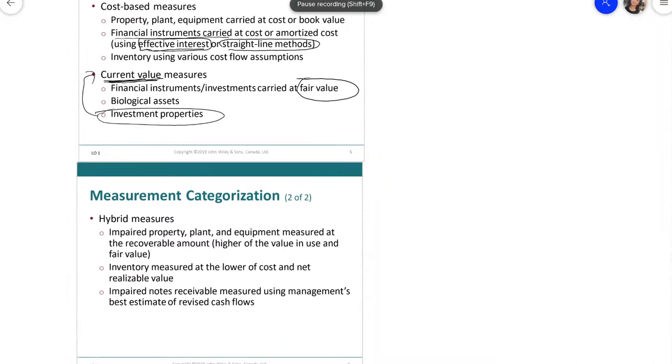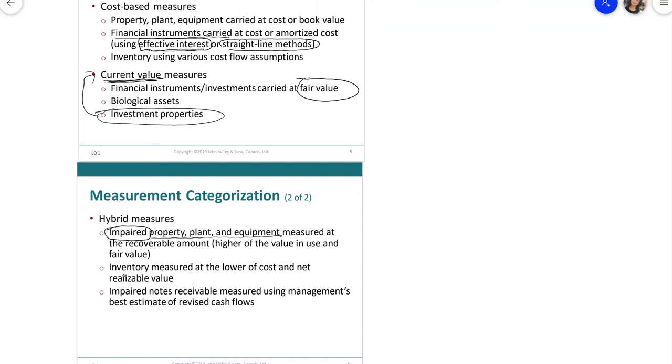Going further with the measurement categorization, hybrid measures. Now, when we have property, plant, and equipment, they are measured at the recoverable amount. So now they're impaired. At the end of the year when we're producing our financial statements, we need to compare our value with the market value or recoverable value, and from there we need to test it. Are they impaired? If they're impaired, we need to do an adjusting entry.